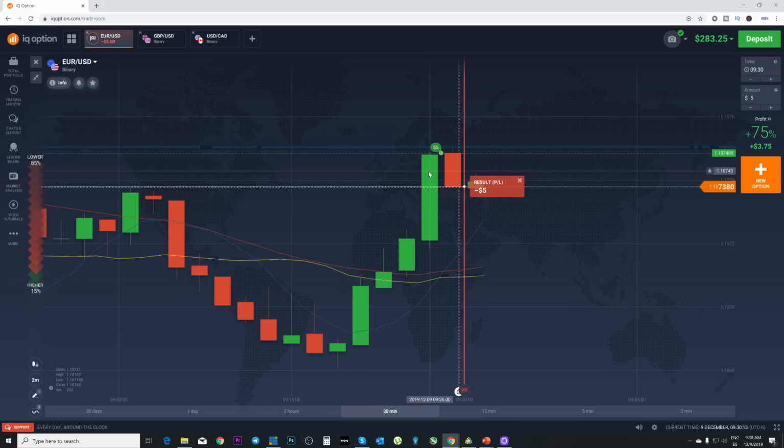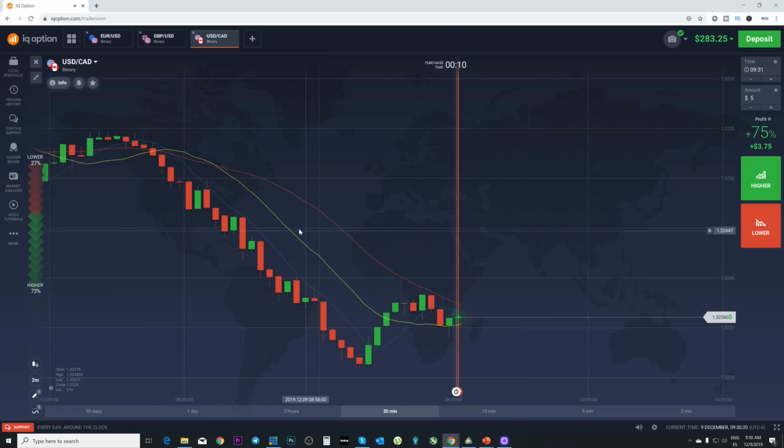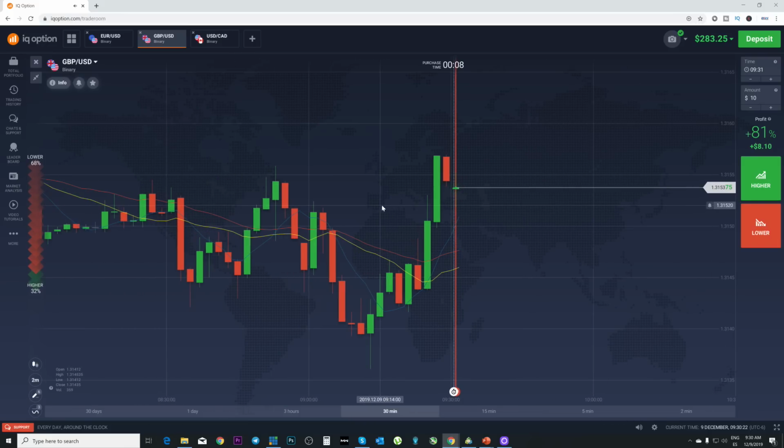This one was a good one. This one was too risky. Plus, it reaches the support resistance line, so that's good. It's good for learning. Okay, so what are we going to do right now?